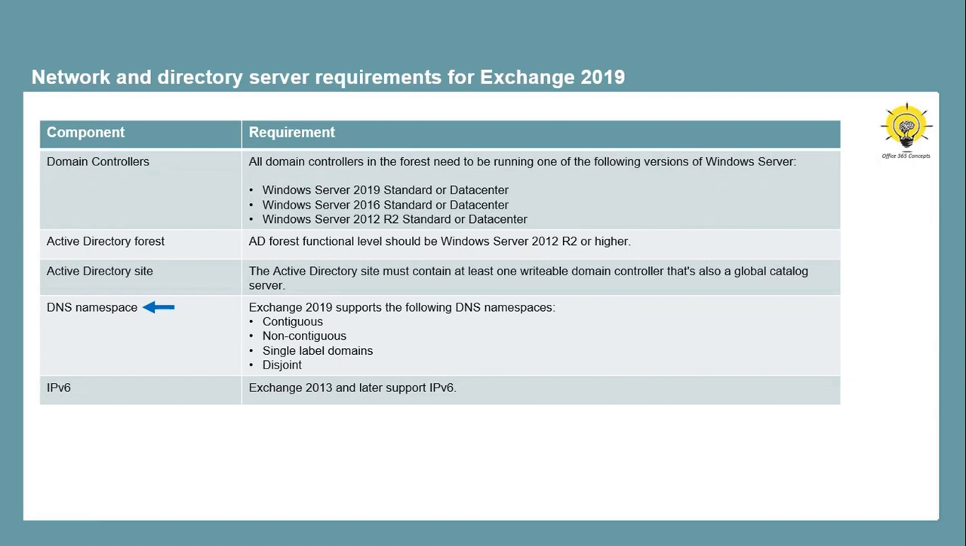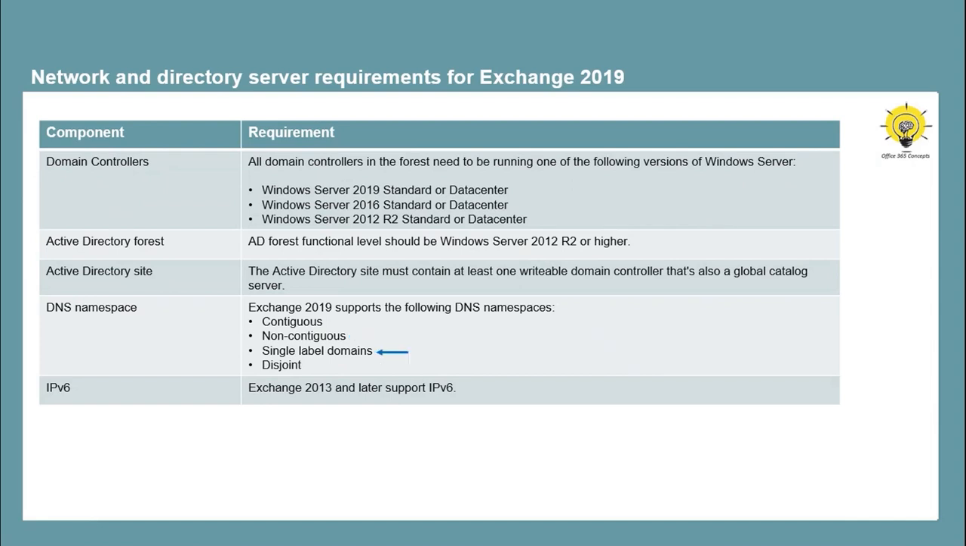A namespace is a logical structure that is commonly represented by one or more domain names in DNS. Exchange 2019 supports four DNS namespaces: contiguous, non-contiguous, single label domains, and disjoint. Contiguous namespace is the concept where all the domains in Active Directory share a common namespace. A non-contiguous namespace is where an Active Directory forest includes multiple domain trees of different names.